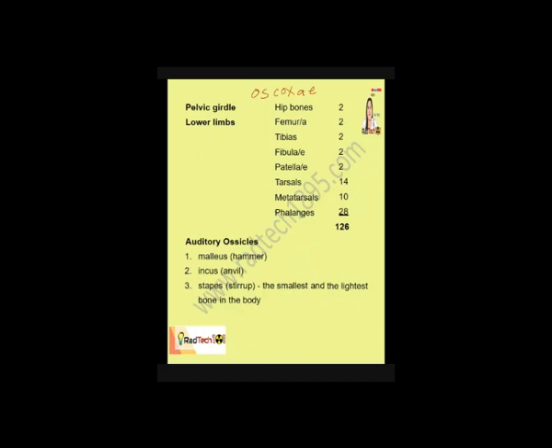For lower limbs, femur, so 1 for each side, kaya 2. Tibia, fibula, patella, o yung ating kneecap. Tarsals, we have 7. Metatarsals, 5. Phalanges, 14. So, this is for one side. So, kapag both sides or bilateral, ito na siya.